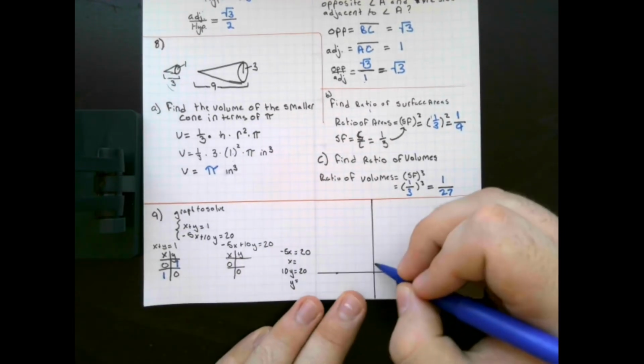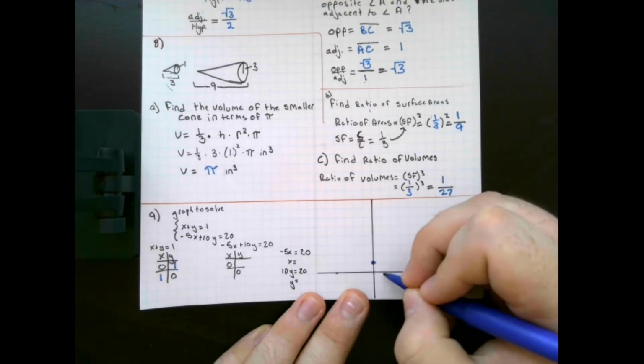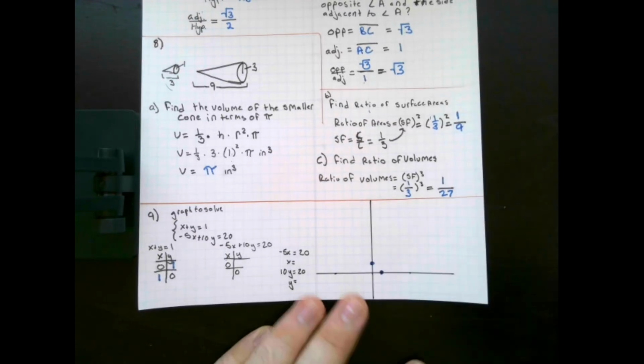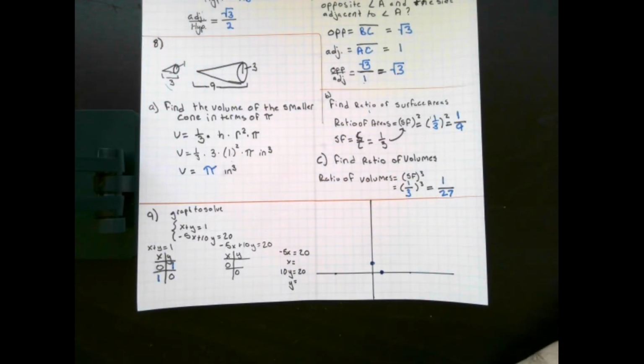So I'm going to have the points 0, 1, and 1, 0 right here. I'm going to get a straight edge, and I'm going to connect them.